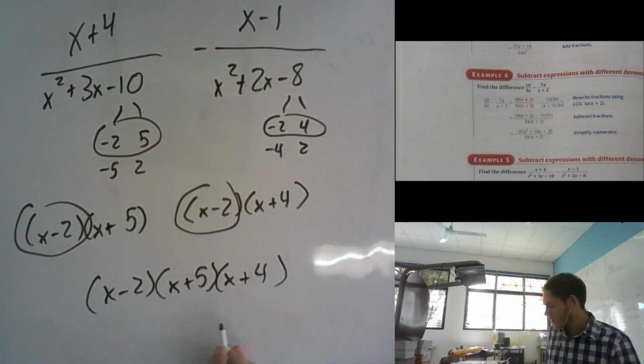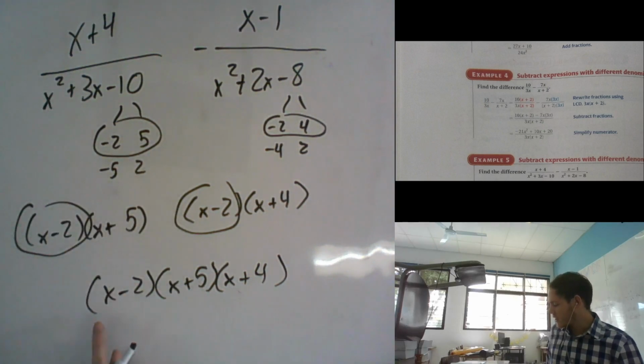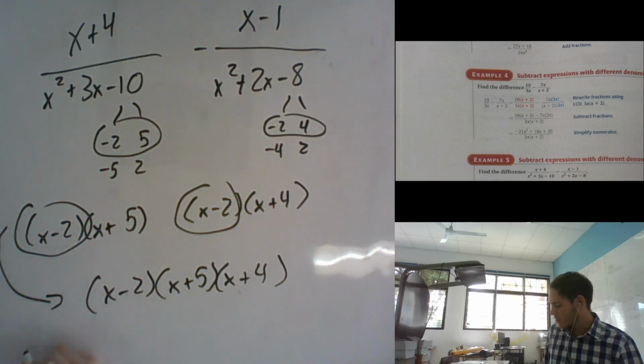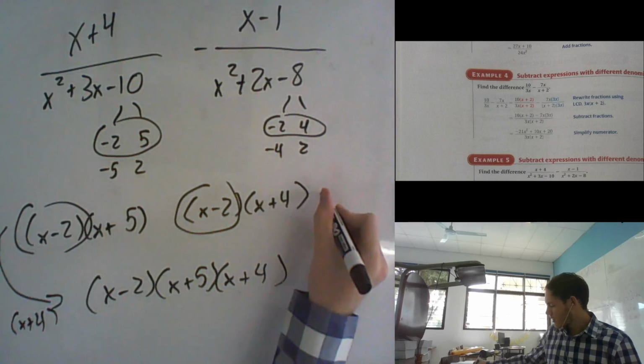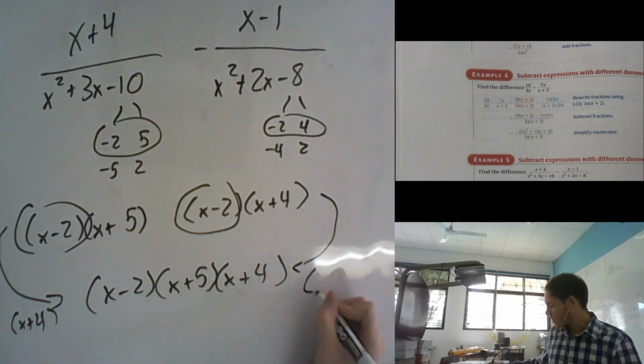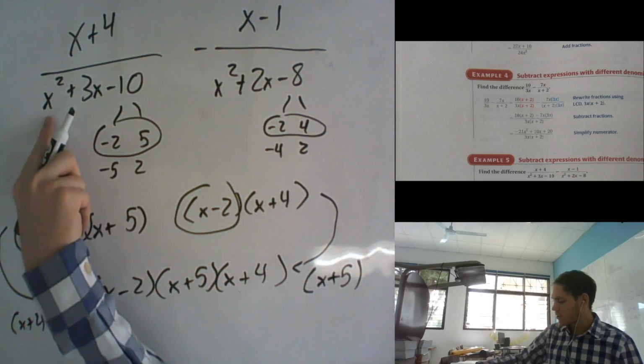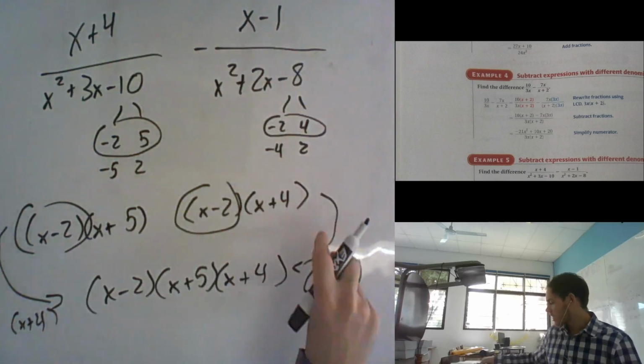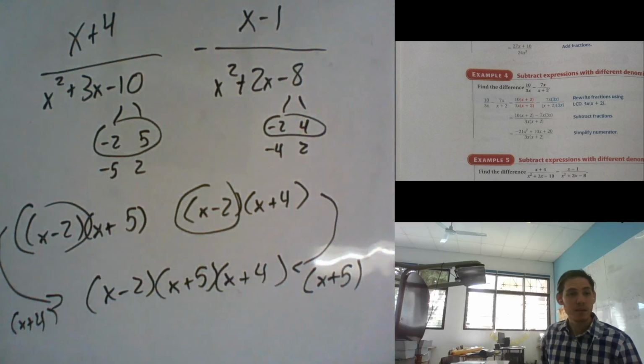Now, here's the question. What does this need to get to become this? So how do you go from here to here? You need to multiply by x plus 4. How do you get from this to this? You need to multiply by x plus 5. Okay? So this whole fraction is going to need to multiply by x plus 4. This whole fraction is going to need to multiply by x plus 5.